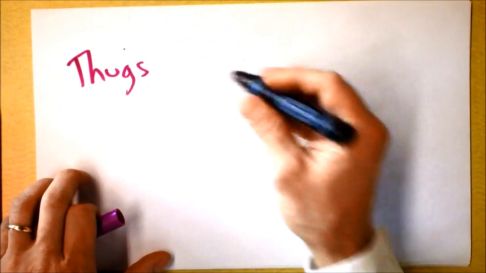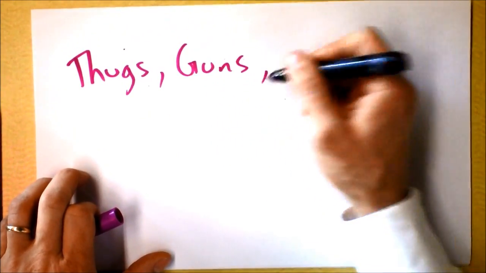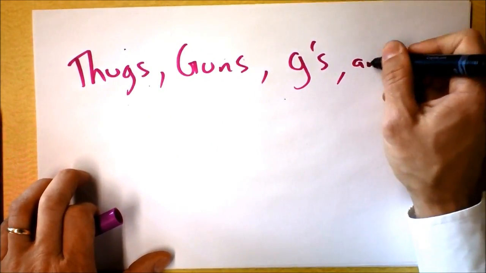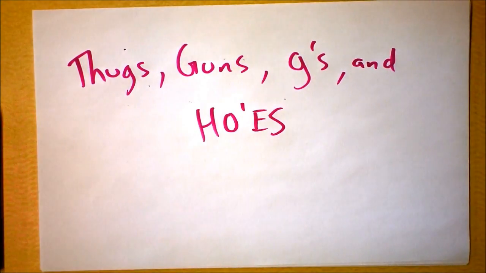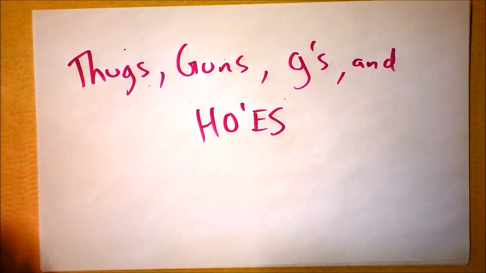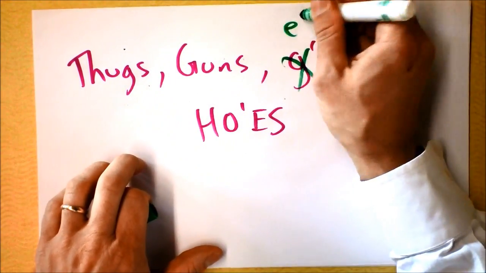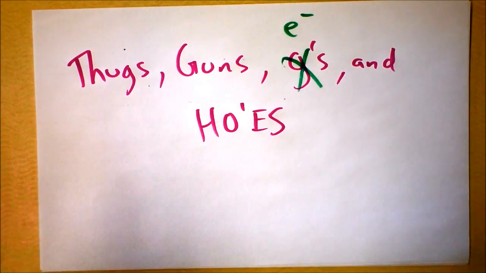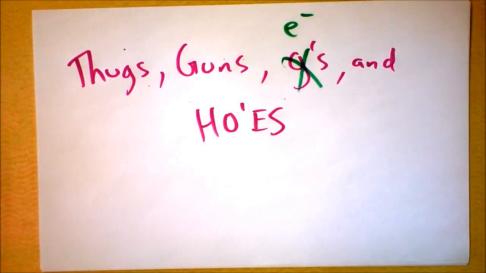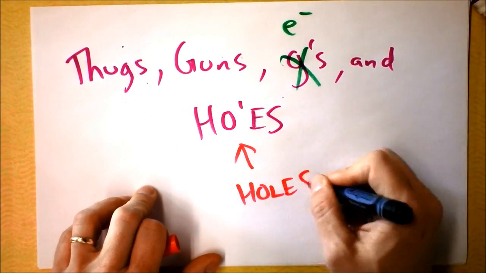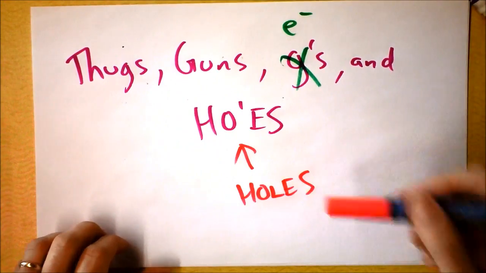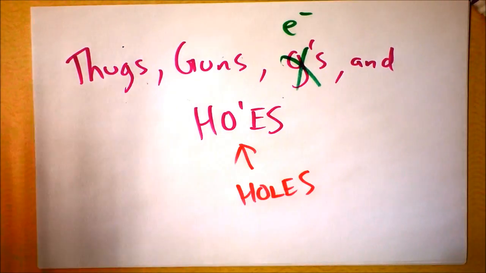The diode is a story of the interaction of 4 things. It's about thugs, guns, G's, and hoes. And you know what I'm talking, oh, sorry, not G's. E's. Thugs, guns, E's, and hoes, and I'll get to how all these play in. A lot of times I don't pronounce my L's very well. This is actually holes, and we'll see how the E's and the holes move throughout a semiconductor region.